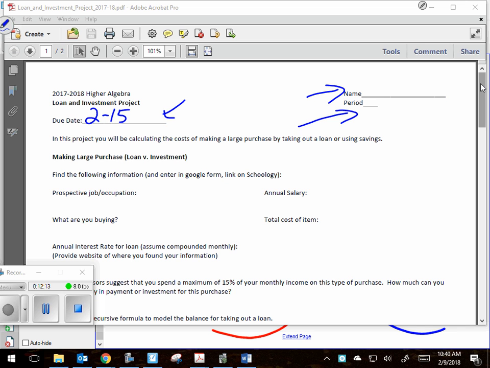And then you're going to pick a job. I totally get you may not know what you want to be for a job. Don't take too long obsessing about this. You don't actually have to pick this for your real life. Just pick a job. Let's say you thought about being an engineer. Well, then pick engineer. Look up how much engineers make.